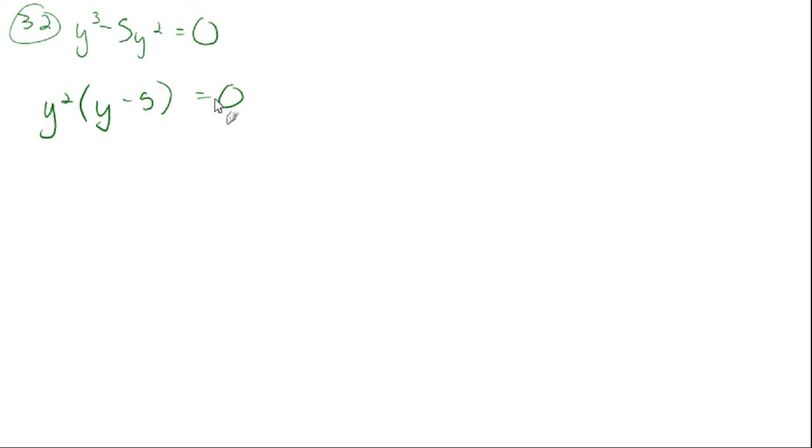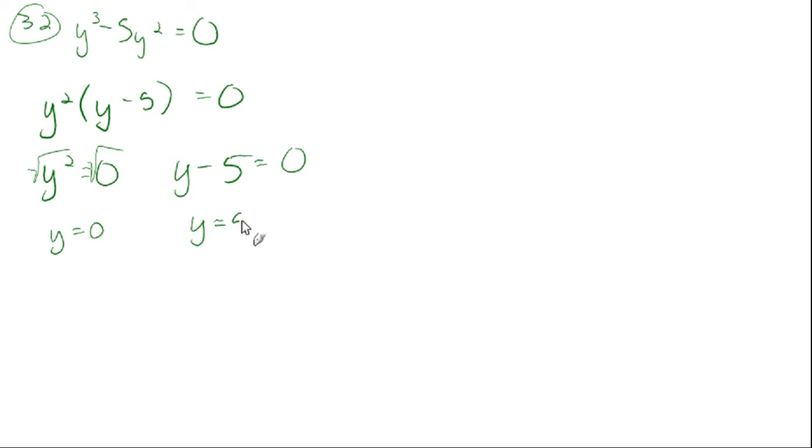So we have something times something equals 0. And so one of these things, whether it be y squared or y minus 5, has to be equal to 0. So we could take the square root of both sides and we get y equals 0. Add 5 on both sides and y equals 5. So there's your two solutions for that one.